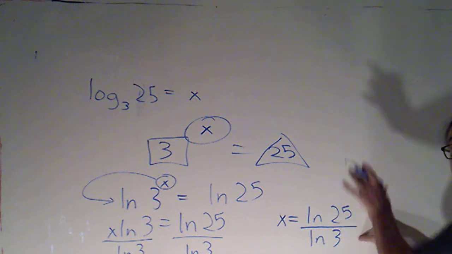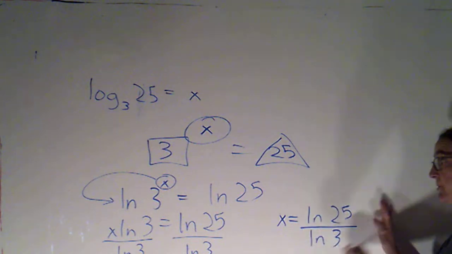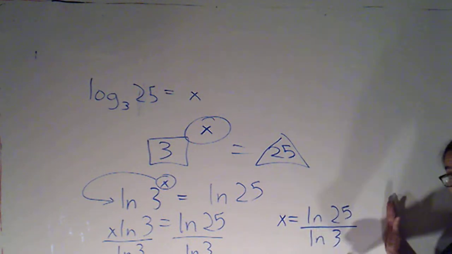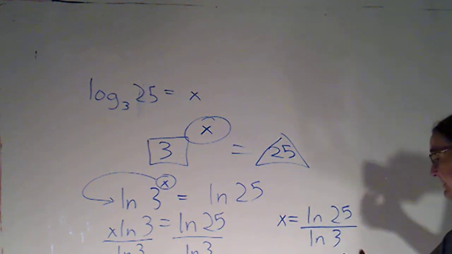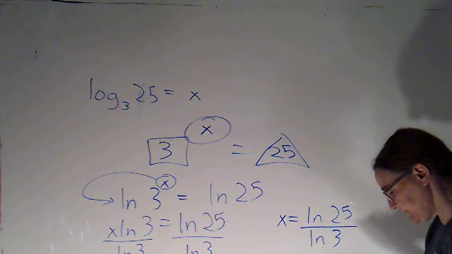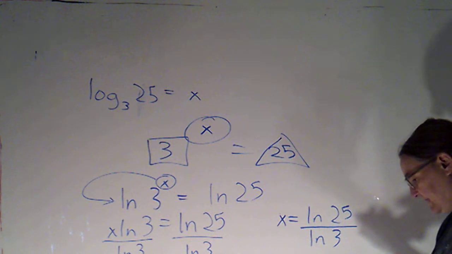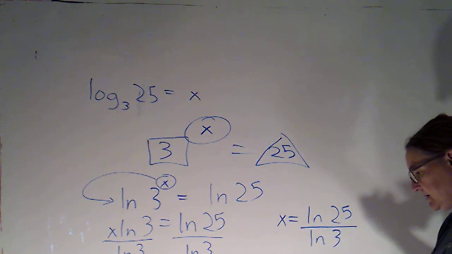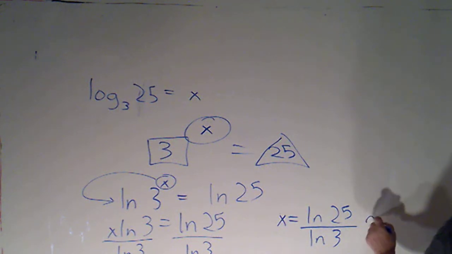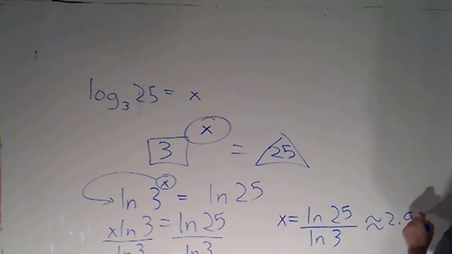So what I get is a quotient of logs. Now remember, we have no way of simplifying this. I would have to just plug in to my calculator, which I can do. Let's do it. Natural log of 25 divided by natural log of 3. And I get about 2.93, just rounding to the hundredths place.